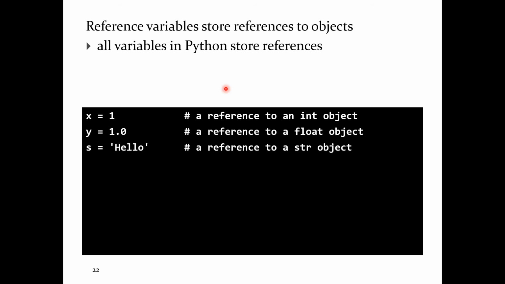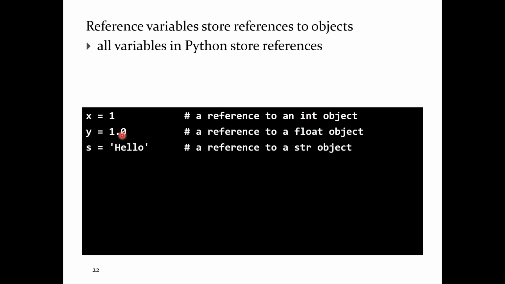Okay, so what are references exactly, right? So a reference variable stores references to objects, right? And in Python, all variables store references, right? So when you write x equals 1, the variable x doesn't actually correspond to the number 1, right? It's a reference to some object that represents the value 1, right?